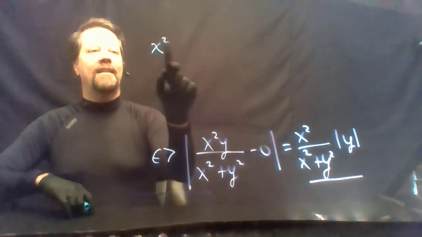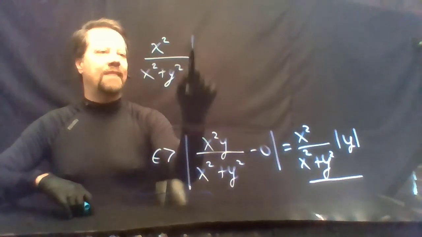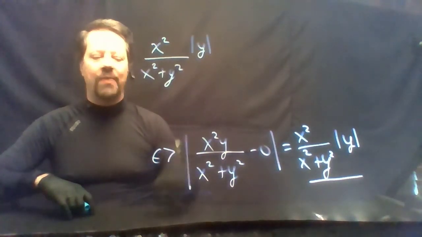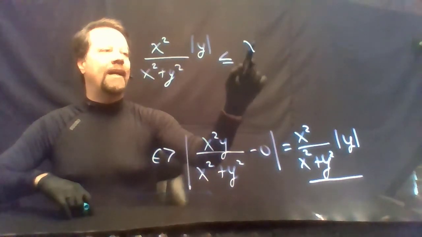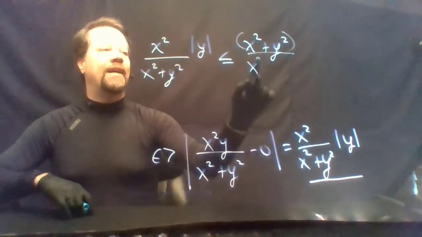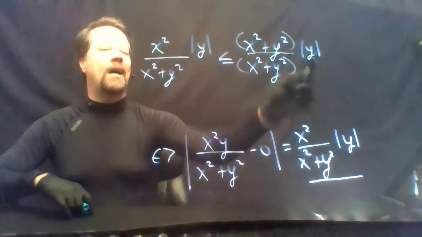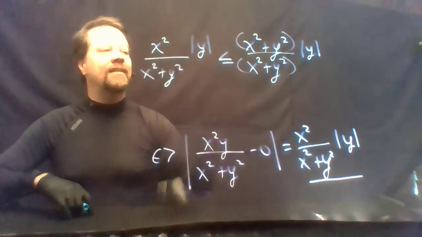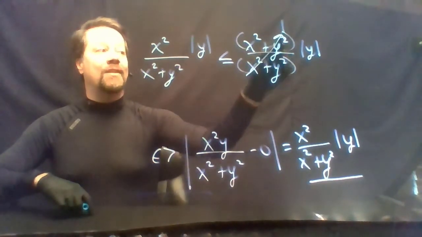Note that x squared over x squared plus y squared times the absolute value of y, which is equal to this thing which we want to be smaller than epsilon, is less than or equal to x squared plus y squared over x squared plus y squared times the absolute value of y. If you increase the numerator by some positive amount, you're going to increase the size of this fraction, but that's 1.